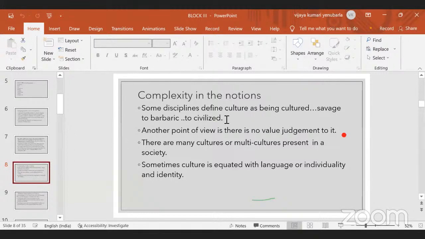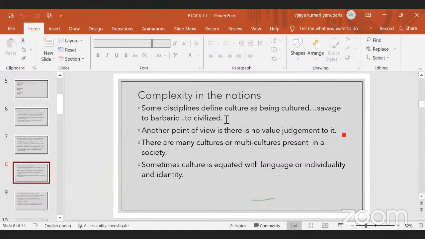And civilized is we. We are civilized. So cultured. The word cultured also takes civilization into consideration. So they are defining these people as cultured. But some studies say that it is not.